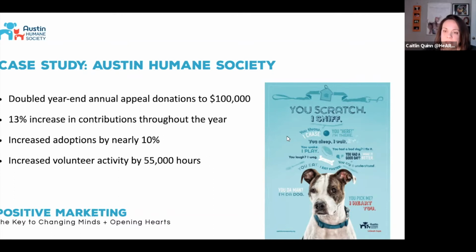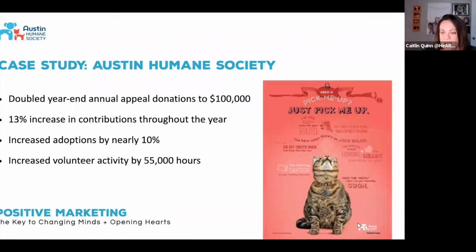They did a rebrand of the organization. Really importantly, they undertook in this rebrand a very positive approach that was centered on the relationship between people and pets. So we have posters like this: you scratch, I sniff; you throw, I chase. Very much playing on that relationship between people and pets. I also wanted to make sure that we have a cat one for all of our cat people. They did the same thing with a series of animals, in video, in print, and in digital media.